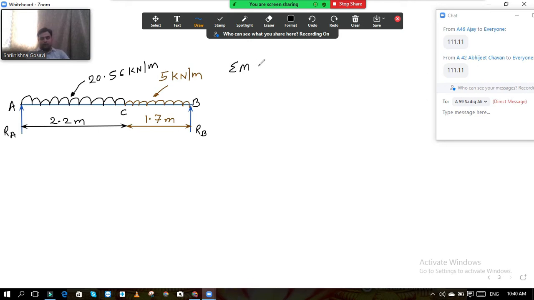So summation M about B is equal to 0. Clockwise moment positive, anti-clockwise moment negative. Isn't it? So RA, what is the value? It is RA into 2.2 plus 1.7. How much is it? 3.9. RA is moving in the upward direction, so it is positive. If you rotate RA about point B, you will get the clockwise direction. This is the clockwise direction.